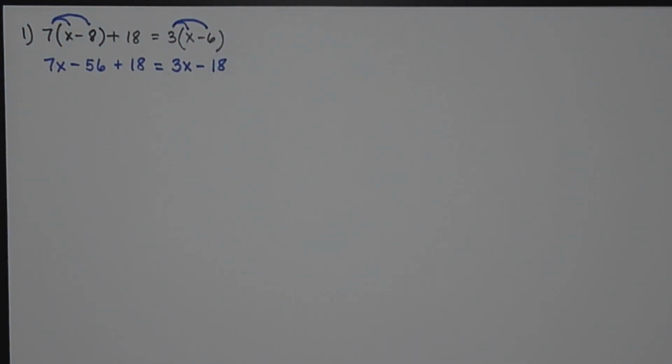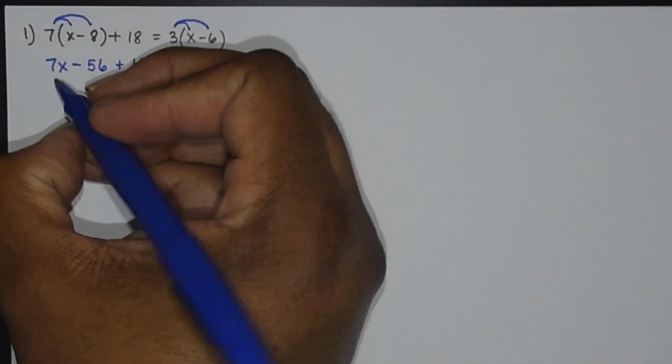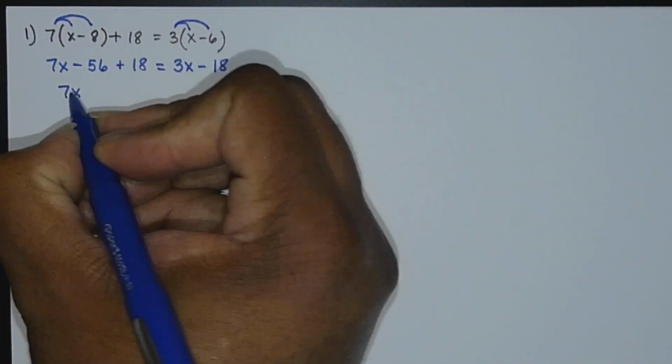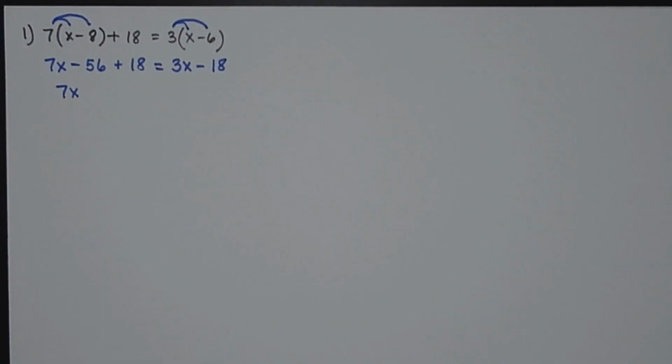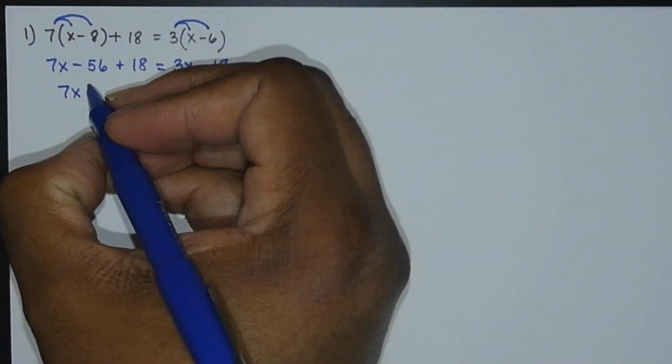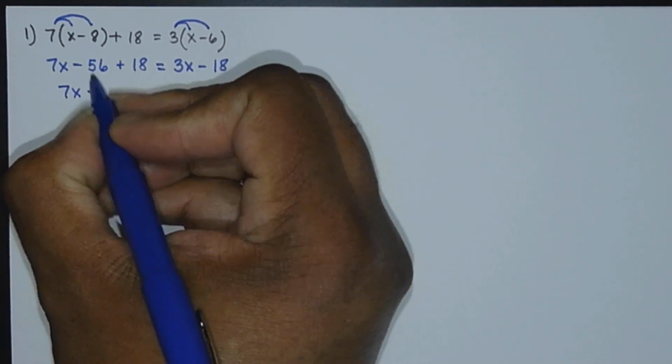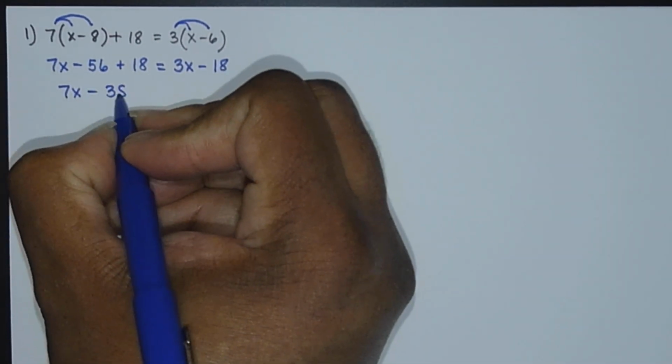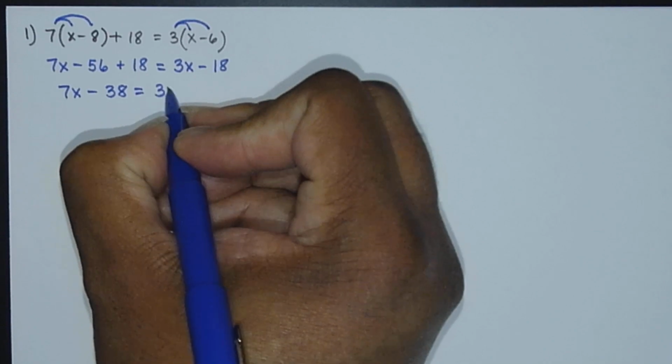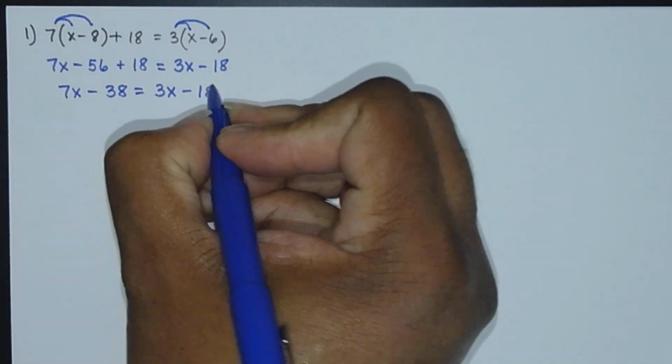And then for each side we will combine like terms here. So I'm going to bring down the 7x. And if I do negative 56 plus 18, I should get what? It's going to be a minus 38. And then that's equal to 3x minus 18.